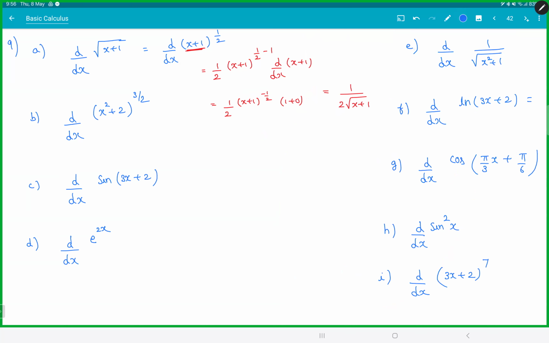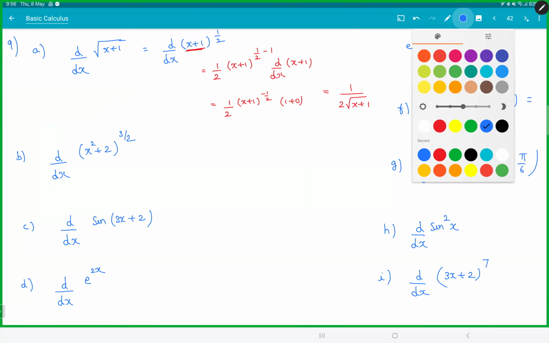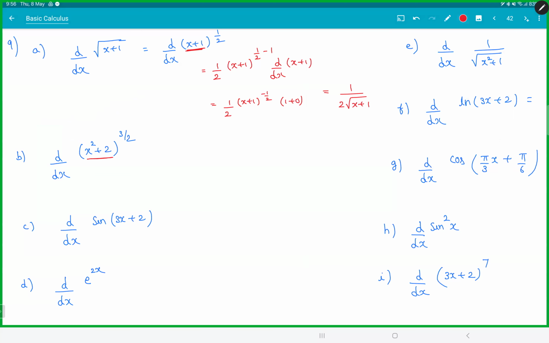Second one. Same story. This is looking like something to the power of 3 by 2. So this will be that function, (x square plus 2) whole power 3 by 2 minus 1. But this is not x power n. This is something to the power of 3 by 2. So differentiate whatever is inside.